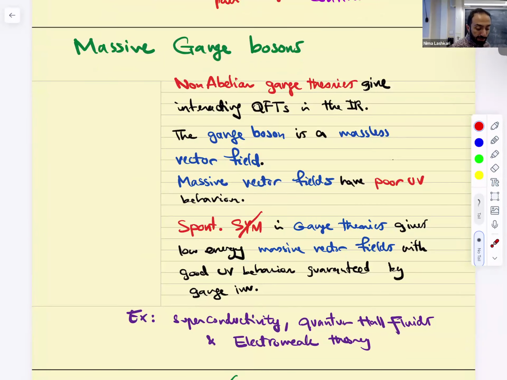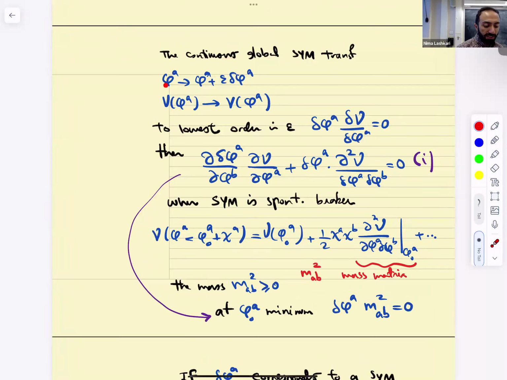All right, very good. So the continuous global symmetry transformation was sending phi A to this. This was a global transformation, leaving the Lagrangian invariant to lowest order in epsilon for an infinitesimal transformation: delta V, delta phi A is 0. If I further take a derivative with respect to phi B, I'm going to find this equation. This should be a familiar equation. This is just the mass matrix, right?